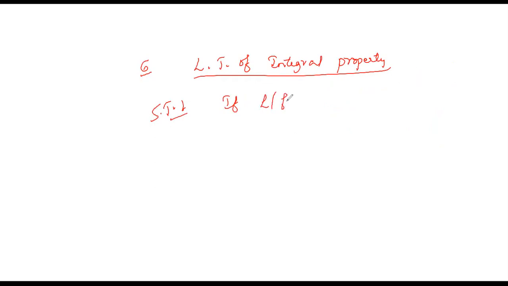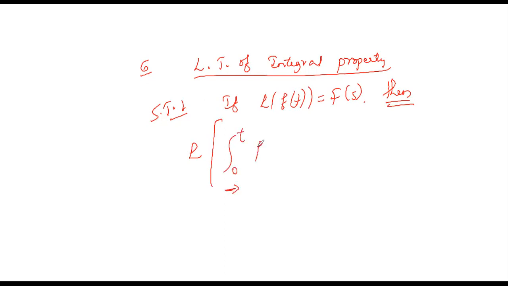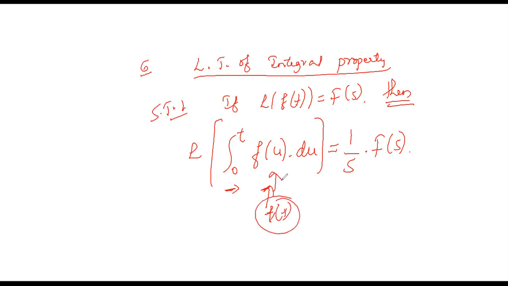if the Laplace transformation of f of t is equal to F of s, then the Laplace transformation of the integral over 0 to t, listen here carefully, f of u du, is equal to 1 by s into F of s. Carefully here, there is no difference between f of t and f of u. Instead of writing f of t, they will write f of u. Don't get confused here.